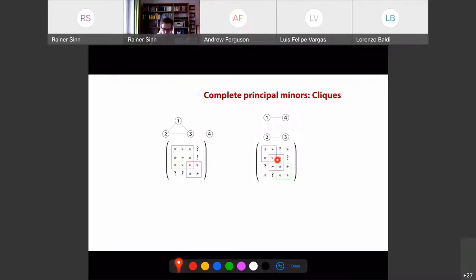We always know the 4 diagonal entries. We know 1, 2, 2, 3, 3, 4, 1, 4. That's the 4 cycle. And the 2 missing diagonals are these 2 missing entries. And the maximal submatrices here are 2x2. As soon as you pick 3 rows and the same 3 columns, you will have at least 1 missing entry, because these edges are the only complete subgraphs of the 4 cycle.